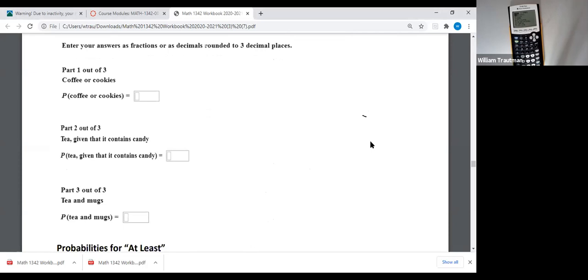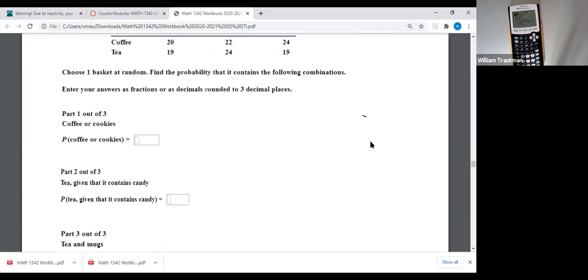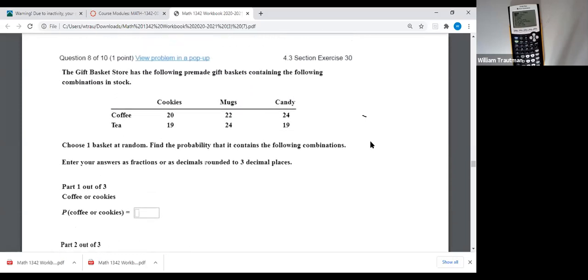Okay, so here's a different one. Probability of T and mugs. There's no given here. Oh, I erased all that other stuff. So probability of T and mugs. Once again, I had 39 here, 46 here, and 43 here. When I went across in the totals, I had 66 and 62, 128.